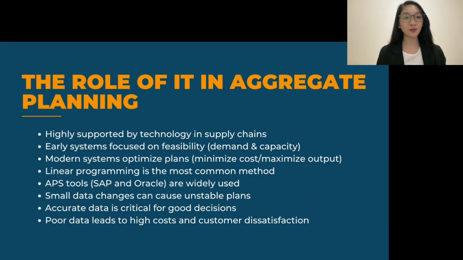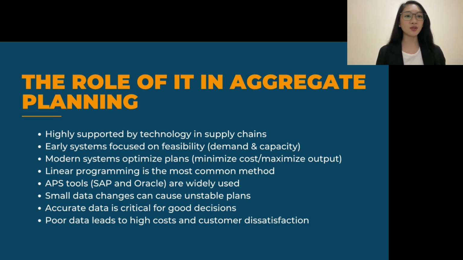Now let's move forward to the role of IT in aggregate planning. So aggregate planning was one of the most technology-supported areas in supply chain. Early systems only checked if a production was possible based on demand and capacity. But modern systems now choose the best plan by minimizing the cost or maximizing the output, usually using linear programming.